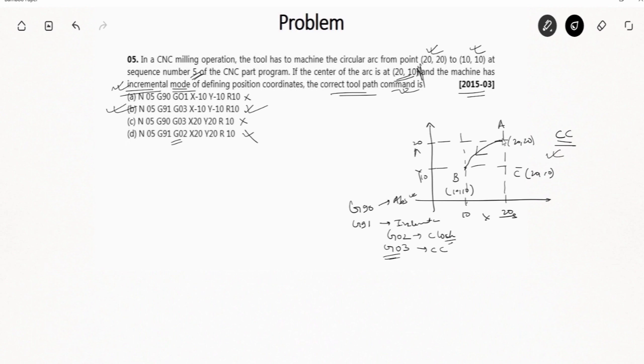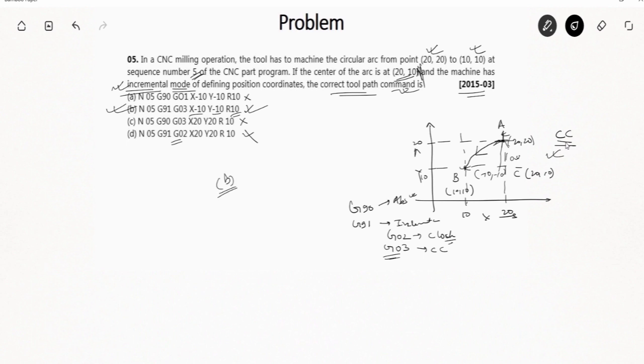Why so? Because if you look at point A, with respect to point A the coordinates of point B will be minus 10 comma minus 10 with respect to the incremental coordinate system. So x minus 10 and y minus 10 is justified, and the radius, if you see from this point, is also 10, so this is also justified. So option B is the right answer.